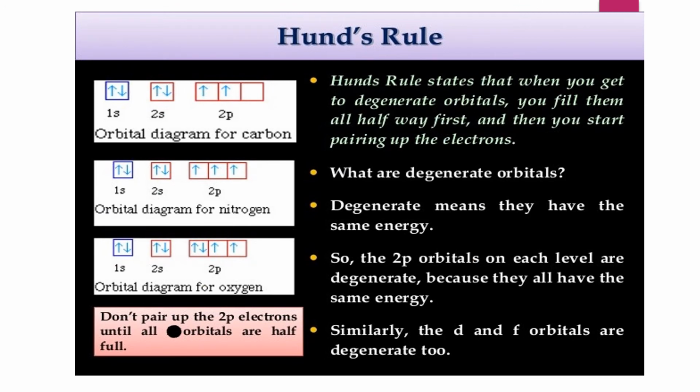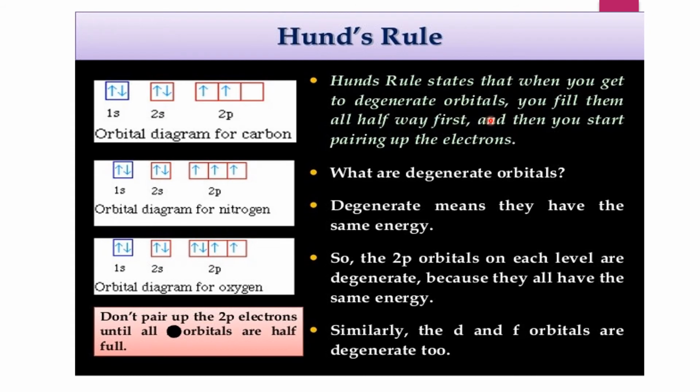The next third rule is Hund's rule. What does this rule state? Hund's rule states that when you get to degenerate orbitals, you fill them all halfway first and then you start pairing up the electrons. This rule states that when you are filling the electrons, you fill the degenerate orbitals first.